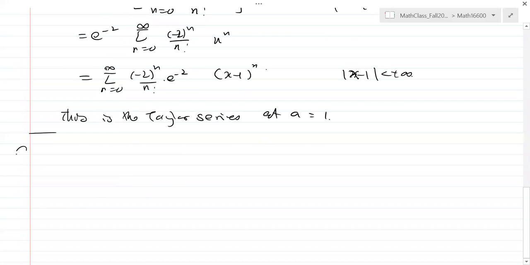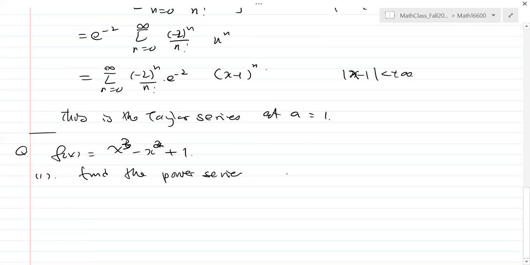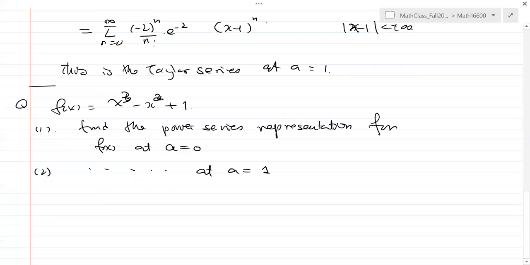All right, so let's take a look at this problem. Given the function f(x) equals x to the 6 minus x to the, that's too large, let's say cube, plus 1. This is a polynomial. Question 1: find the power series representation for the function f(x) at a equals 0. The second question is the same at a equals 1, for example. Just slightly different.